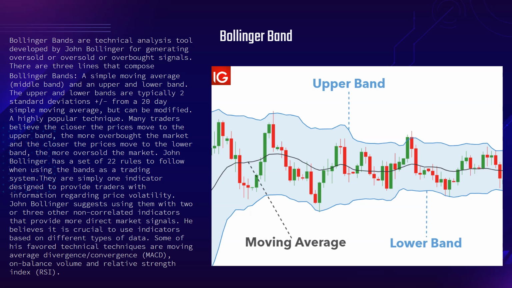He believes it is crucial to use these indicators based on different types of data. Some of his favorite technical techniques are moving average, divergence, convergence. So he uses this with the MACD, and then on balance volume and relative strength index, the RSI. So what I would like to do is use most of these together, and I want to show you guys what that looks like.